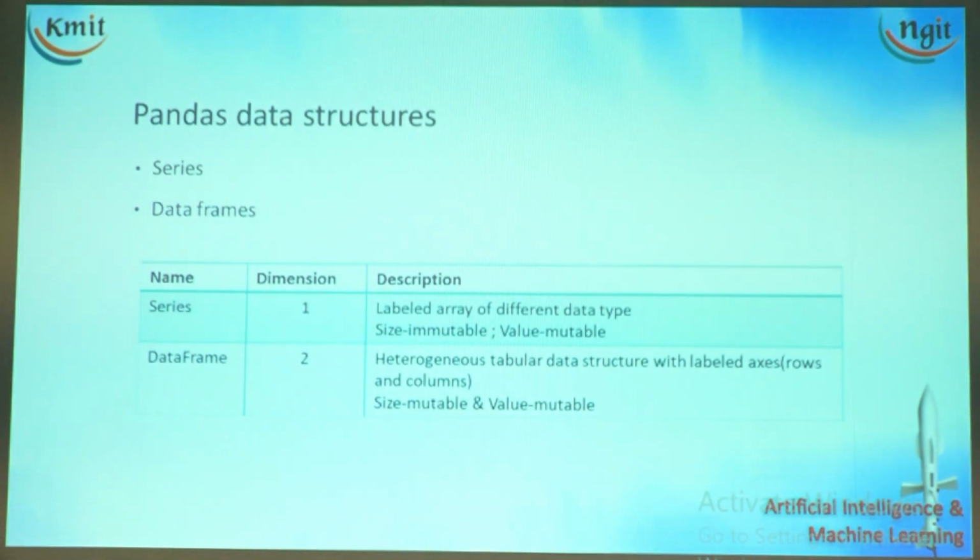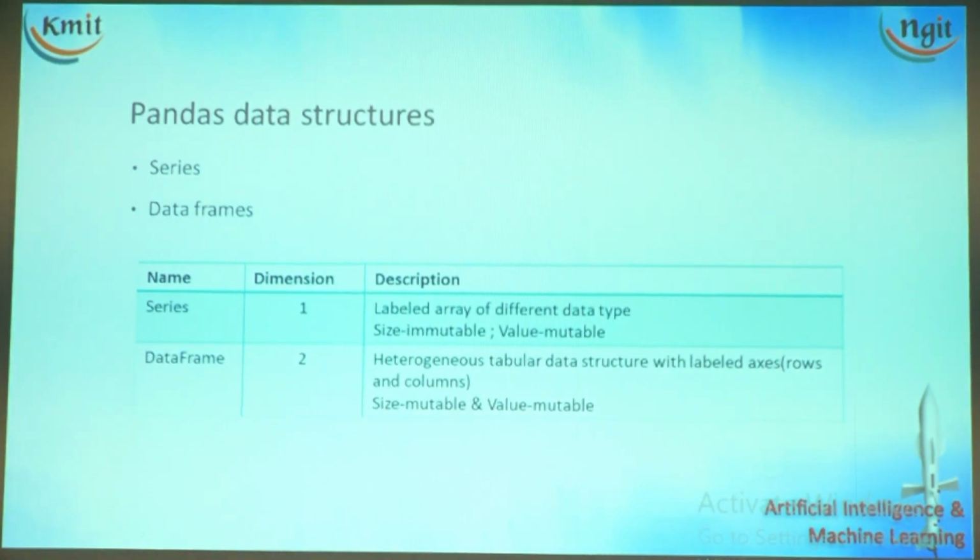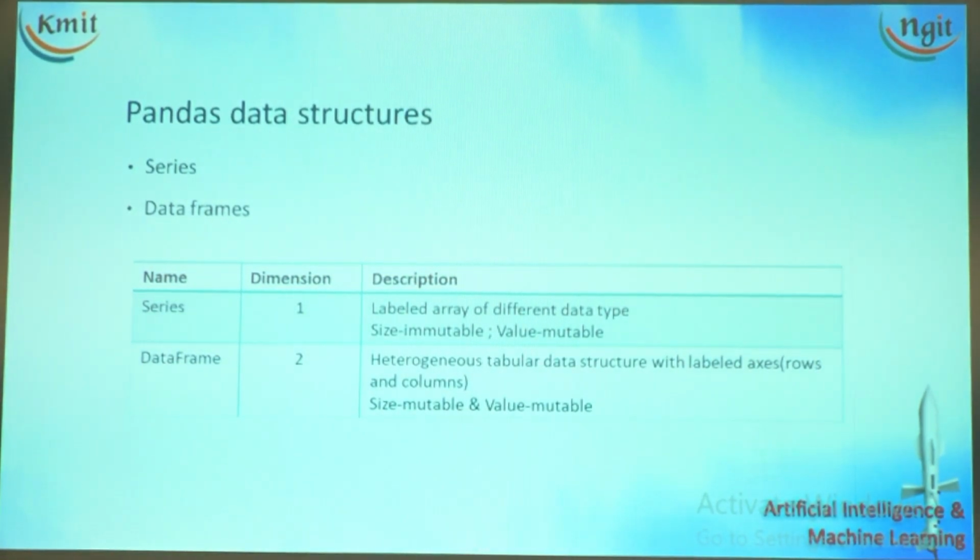Guys, please pay attention here. In Pandas, there are two types of data structures. You have different data structures for Pandas also. If it is a one-dimensional data structure that I am talking about, I call it a series. If it is a two-dimensional data structure, I will call it a data frame. When it is one-dimensional, the size is immutable. When it is a series, the difference is the size is immutable. But if it is a data frame, then the size is mutable. Okay? That is the difference.